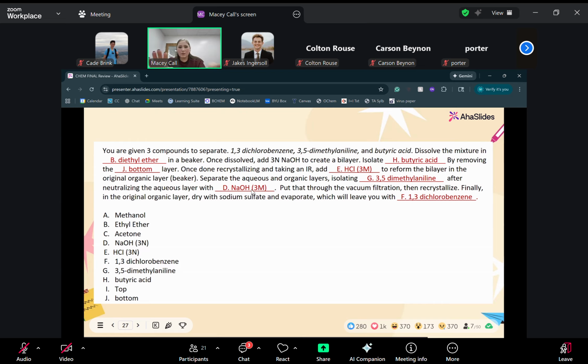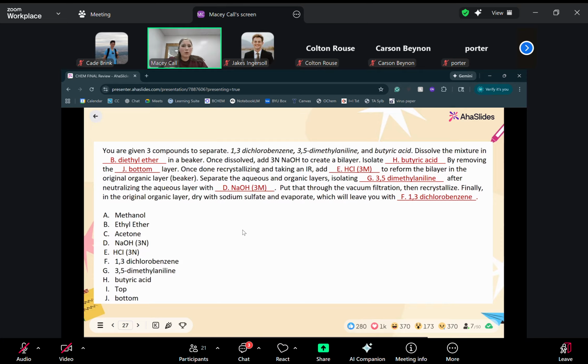So we're working through, we have separated our acid and we've separated our base. Then we're going to put it through vacuum filtration, recrystallize, use your Hirsch funnel. I know you guys love it. And then my original organic layer is still chilling in my diethyl ether.